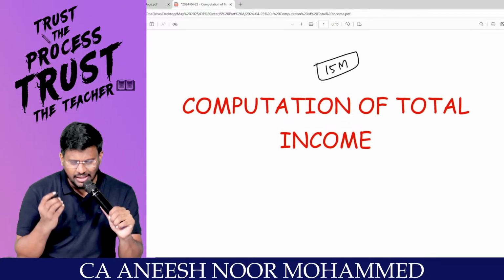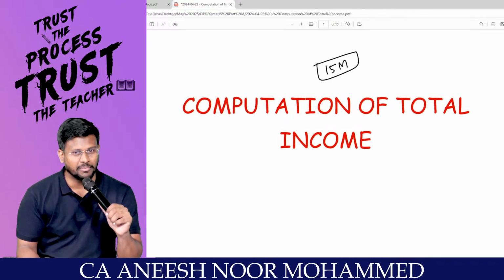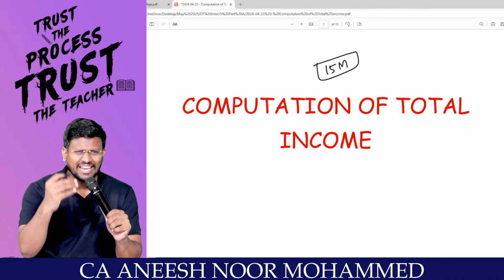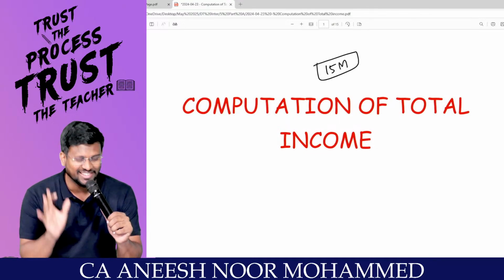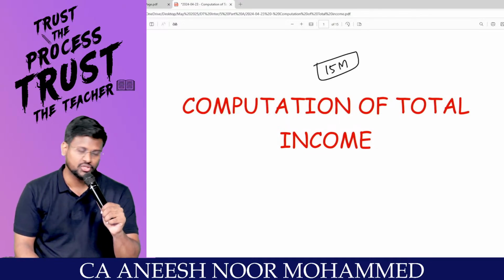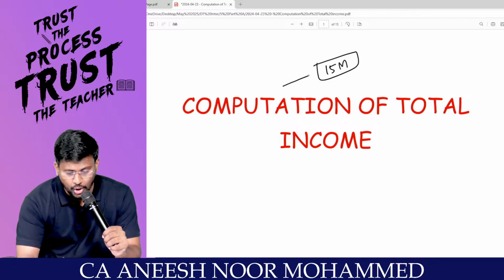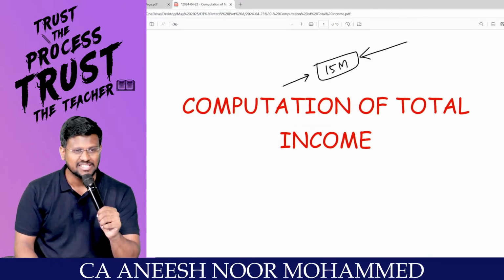Sir, there is no doubt. I saw the question paper of the May, September, January. Even after 10 attempts also I saw the question paper. This is going to be the first question in the DT, a 15-mark question. Sir, if you are not preparing the computation of total income for any examination, that is a sin.